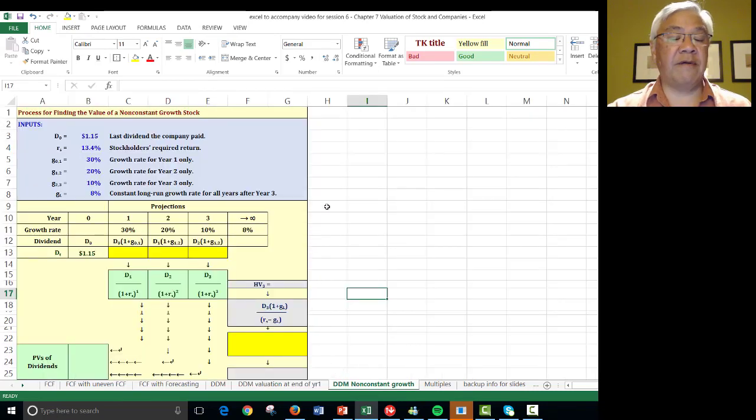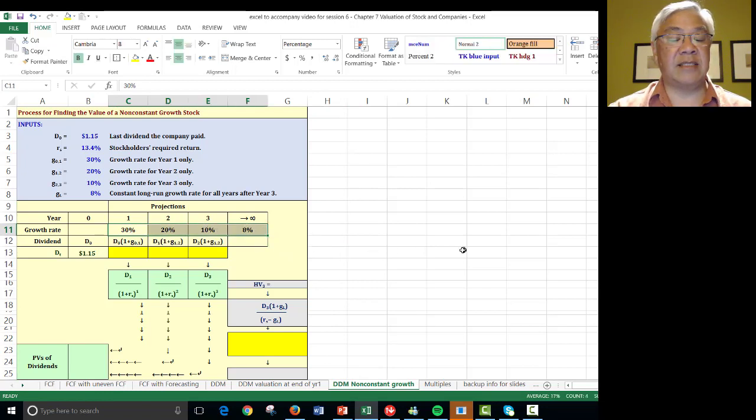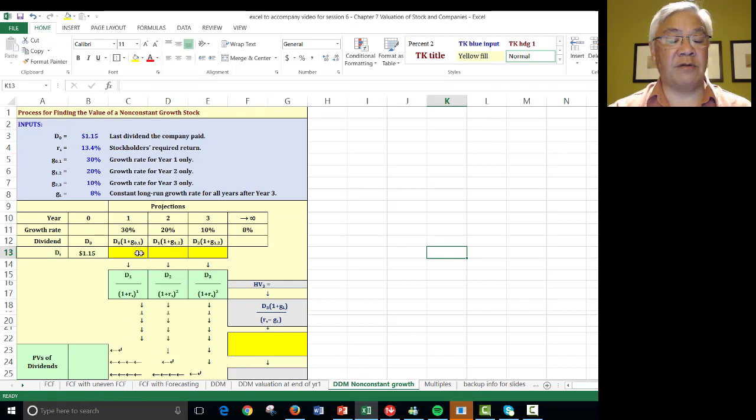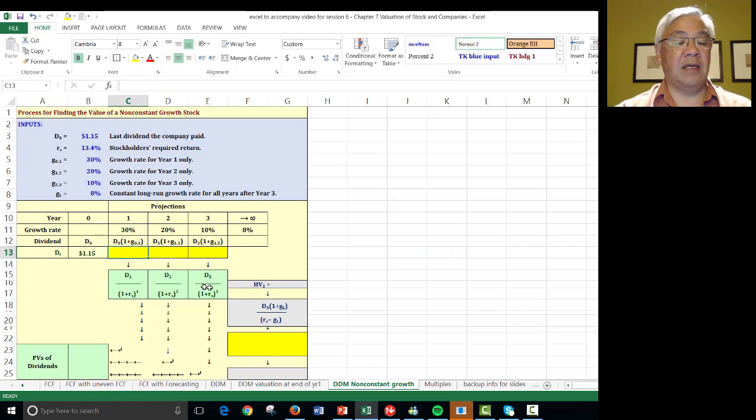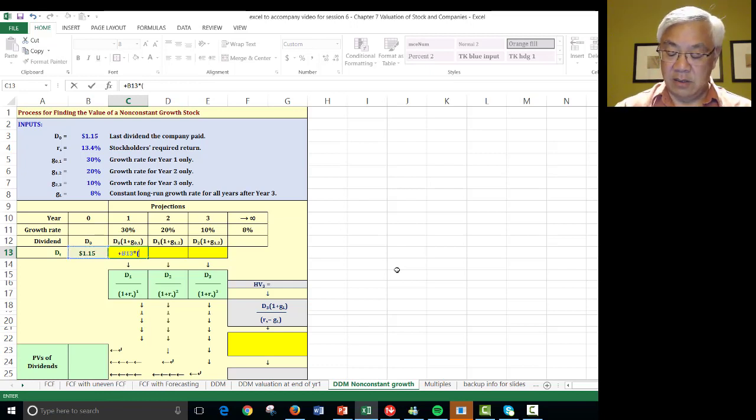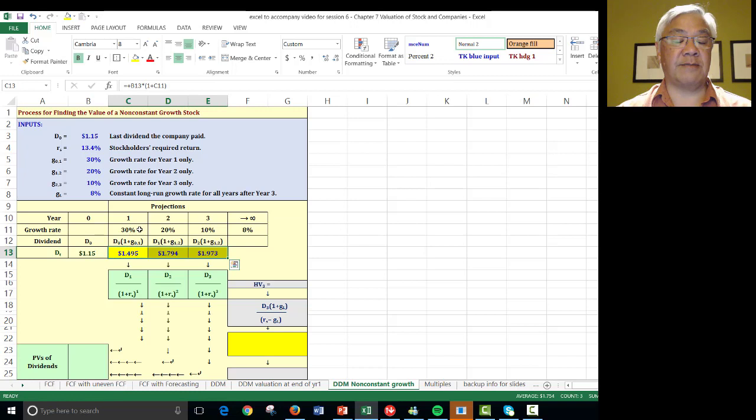All right, so here we have the model where we have a dividend growth rate that is 30, 20, 10, stabilizing at 8. And then we can derive the dividends for years 1, 2, 3, and then beyond, which is getting us to a horizon value once again. So let's start with deriving dividend. We take last year's dividend at T0 times, guess what? 1 plus the growth rate. And we do that for the next 2 years.